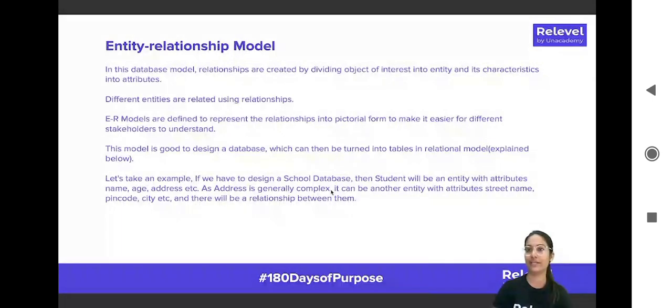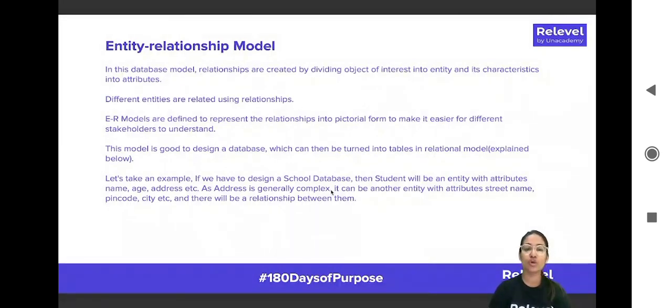So there's a school database, let's say. There's a teacher entity, a student entity, a subject entity, a fees entity. So teacher is related to subject. Teacher is an entity, and the relationship is depicted between teachers and subjects. ER models are defined to represent the relationships in pictorial form to make it easier for different stakeholders to understand. So we define ER diagrams, which are a pictorial way to make it easier for all the stakeholders to understand the relationships between different entities.